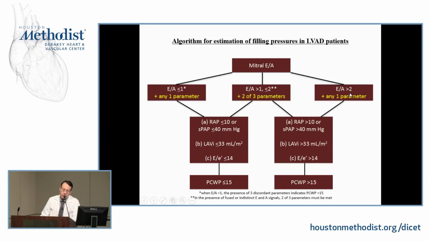If the ratio is more than 2, you need only 1 parameter to call elevated LAP. If it is 1 or less, 1 parameter is enough to call a normal LAP. If it's in between, you now need 2 of 3 parameters. And these are the parameters you look at. Notice the cutoff values are very similar to what we have in the guidelines: 33 ml as opposed to 34, an E to E prime ratio of 14, and a PA systolic more than 40, but this is when you have added the RAP.